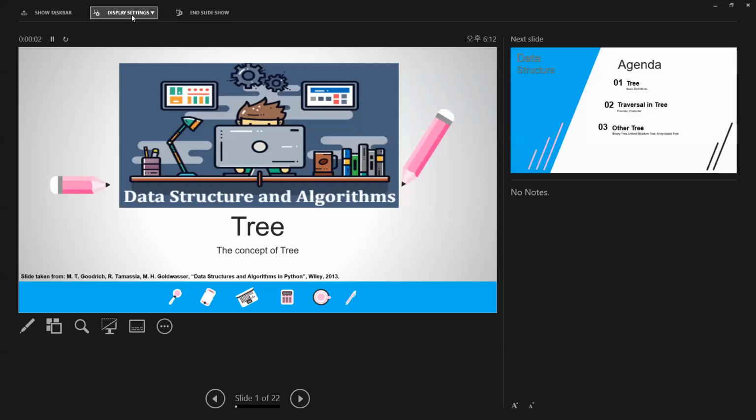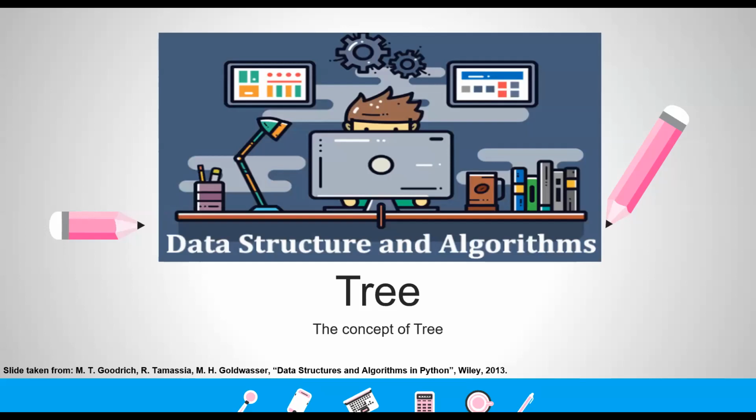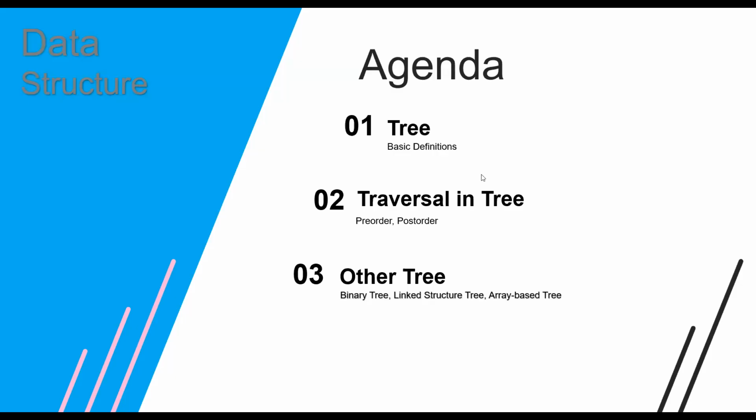So we already learned about single linked list, double linked list, and stack, queue. So we move forward to another concept. We call it tree. There are three things that we will learn here about the tree: the traversal in tree and the other kinds of tree.